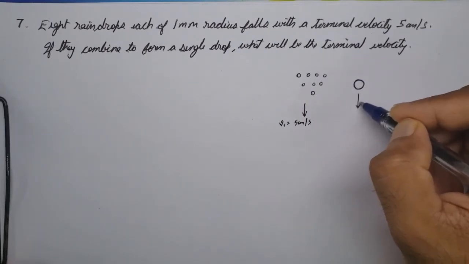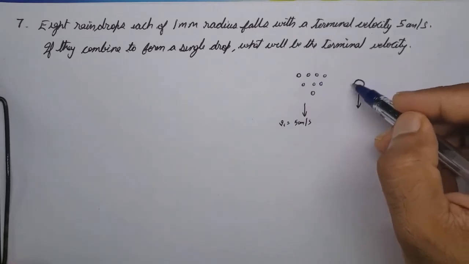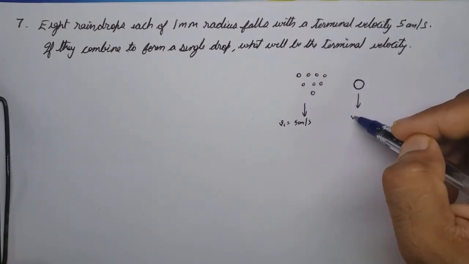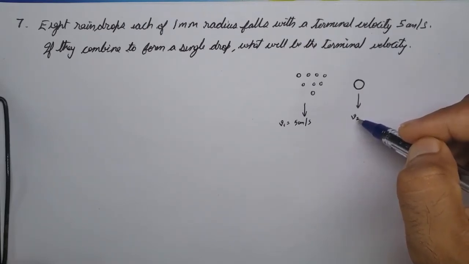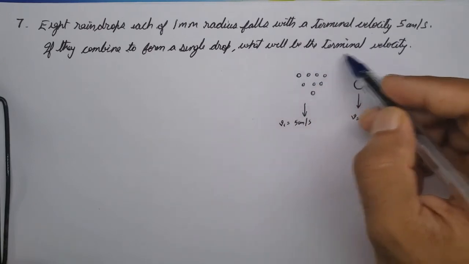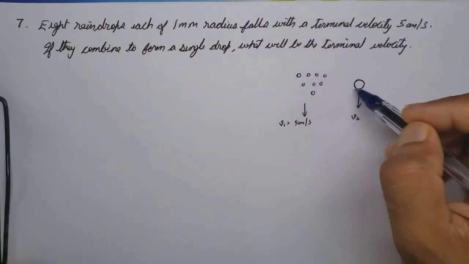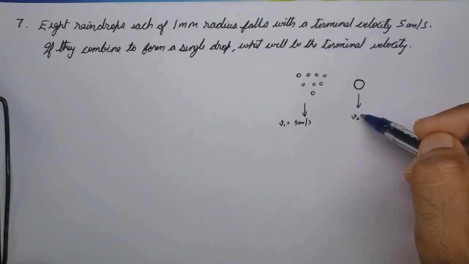അങ്ങനെയാണെങ്കിൽ ഈ താഴത്തേക്ക് വീഴുമ്പോൾ അത് ജോയിൻ ചെയ്തു എന്ന് വിചാരിക്കാം. So when they combine, they form a bigger droplet and it starts falling down, and its terminal velocity, let it be v2. നമ്മളാണ് കണ്ടുപിടിക്കേണ്ടത്, what will be the terminal velocity of the single drop. ഇത് 8 കമ്പൈൻ ചെയ്തിട്ട് ഒറ്റൊരു ഡ്രോപ്പായിട്ട് മാറുമ്പോൾ അതിൻ്റെ ടെർമിനൽ വെലോസിറ്റി എത്രയാണെന്നാണ് കണ്ടുപിടിക്കേണ്ടത്.